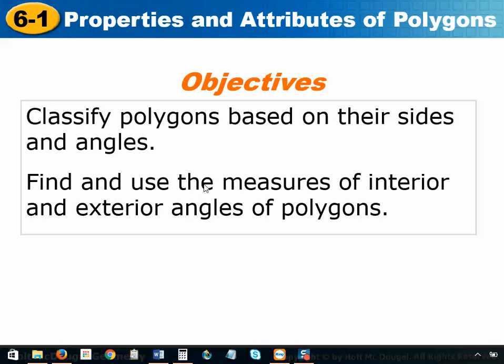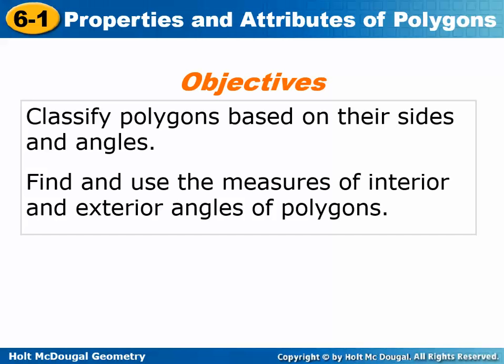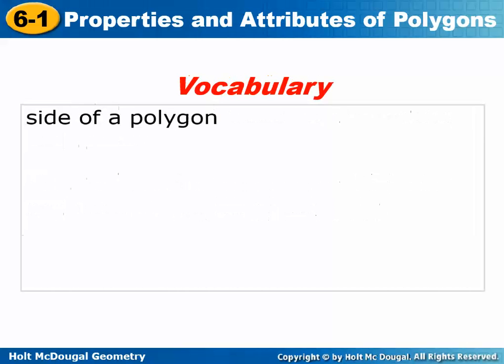Hello, this is Ms. DB, and in this lesson we're going to learn about Chapter 6, Section 1 on properties and attributes of polygons. Our objectives are to classify polygons based on their sides and angles, and also define and use measures of interior and exterior angles of polygons. After this section, we're going to concentrate on quadrilaterals.